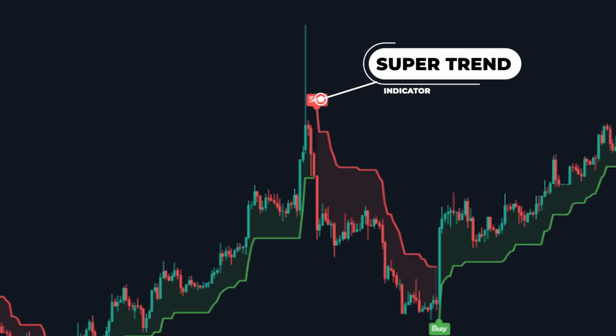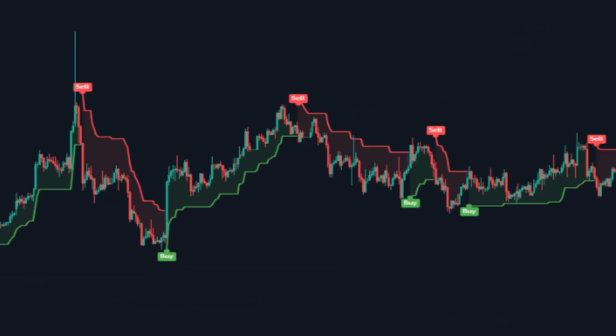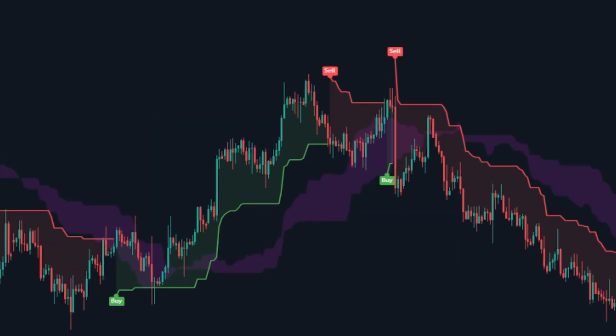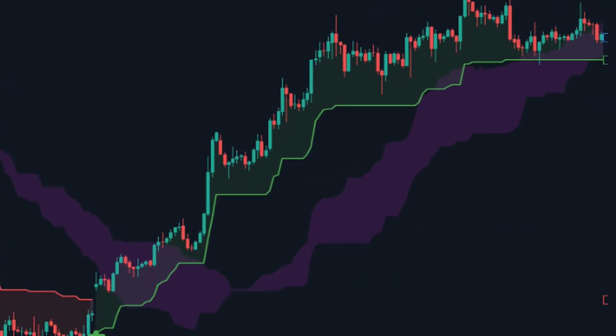The super trend indicator is known for its simplicity and its remarkable predictiveness of the market. Even by itself, this indicator is quite decent. But in this video, I'm going to share one of my secret strategies I like to use with this indicator that makes it even better. Let's get straight to it.